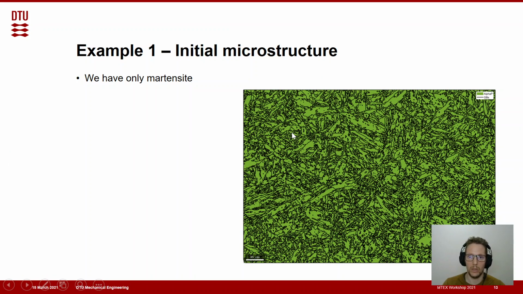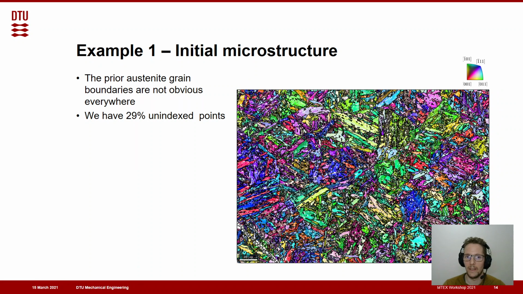So let's first have a look at the initial microstructure. We can see that we have only martensite. This is a phase map, so everything is alpha prime. Nothing interesting happening here. Then we can have a look at the initial orientations in the microstructure, and we can see that the prior austenite grain boundaries are not obvious everywhere. I mean, you can, for example, see that this is probably formed from one prior austenite grain. The same could be true for this part here, but then we have some regions like down here where it's not completely obvious, or here.